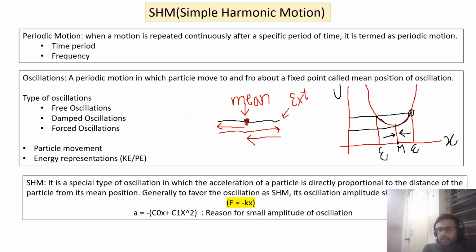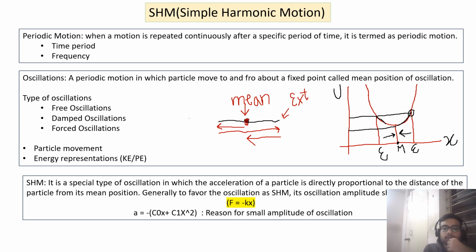Okay, it means it is an oscillation only, but a special type of oscillation where the force acting on a particle is proportional to its distance from the mean position. Generally, for an oscillation to be SHM, its amplitude should be low. So to make any oscillation an SHM, if its amplitude is low, then that oscillation can be converted into SHM. After reading this point, we can say okay, this can happen, but how will it happen?